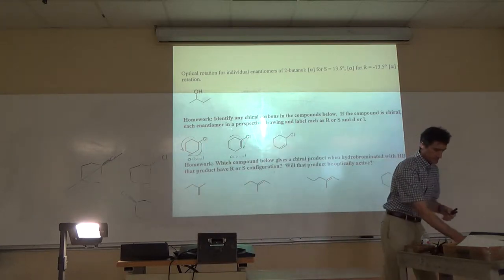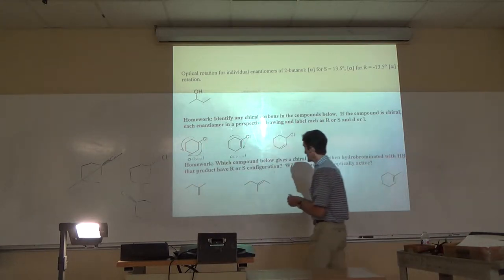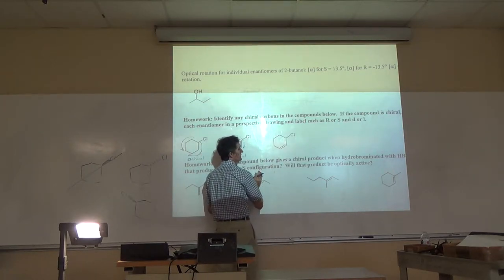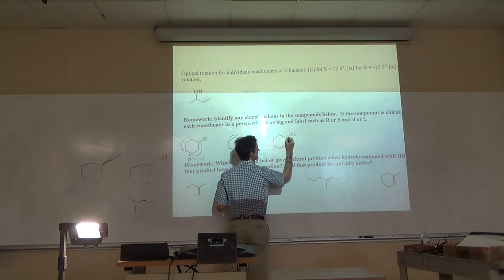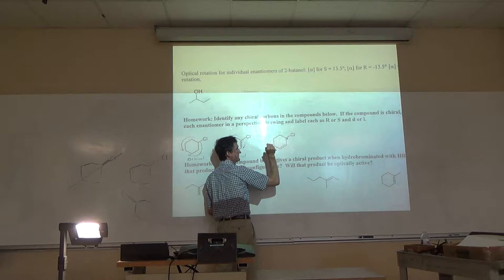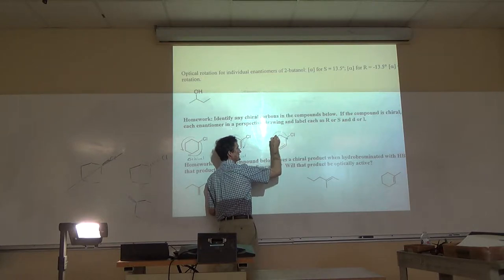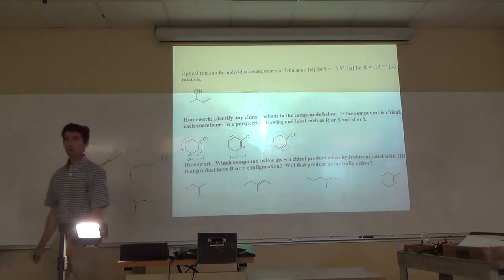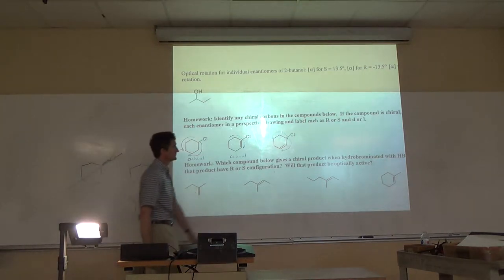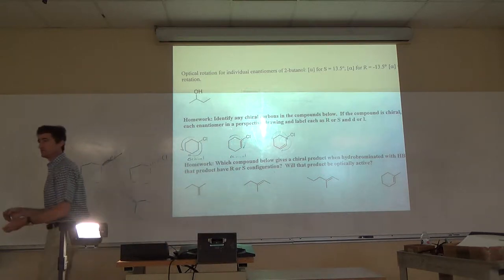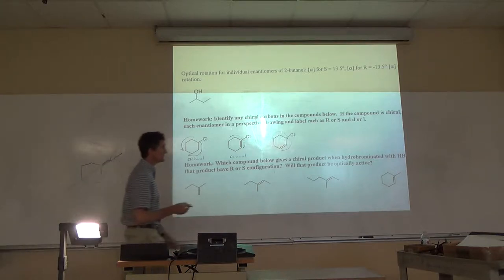How about the third one? Any chiral carbons here? Yes, right here. There's a chlorine there, there's an H there. Is this way the same as this way? No, one way you end up hitting a double bond, the other way you don't. This carbon is chiral. There you could show two different enantiomers.